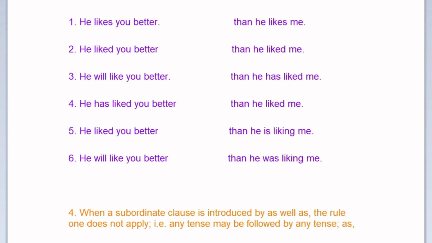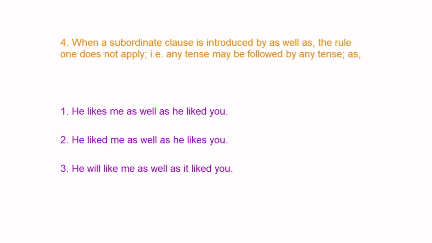When a subordinate clause is introduced by as well as, Rule 1 does not apply. That is, any tense may be followed by any tense. As, number one, he likes me as well as he liked you. He liked me as well as he likes you. He will like me as well as he liked you.